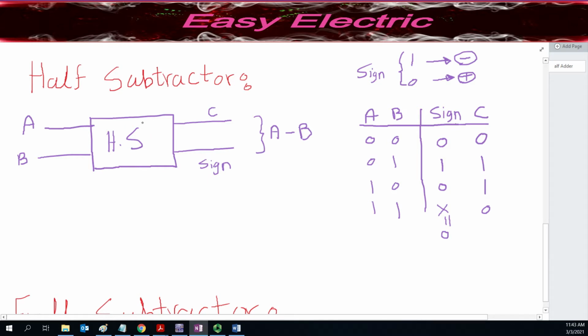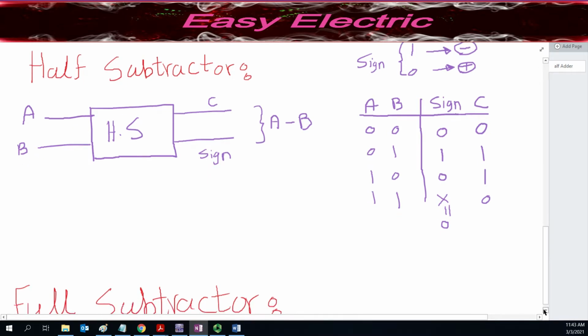Definitely inside this, you have gates which do the same task. If you didn't watch the half subtractor video in the digital playlist, please watch that video, where I explain how you could design the half subtractor.